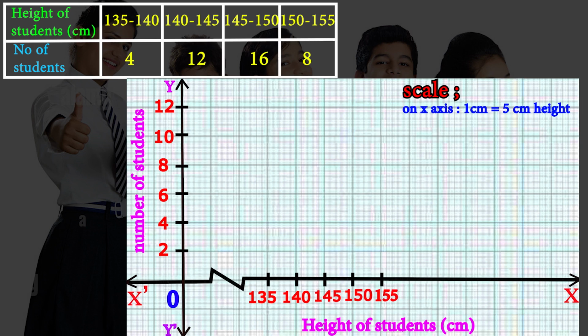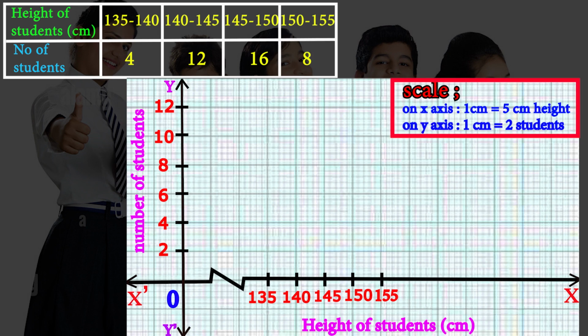Let us see the first class. This class is 135 to 140. The number of students here is 4. Hence, let us take 1 centimeter equal to 2 students on the y-axis. The height of the first class on the y-axis is 2 centimeters.